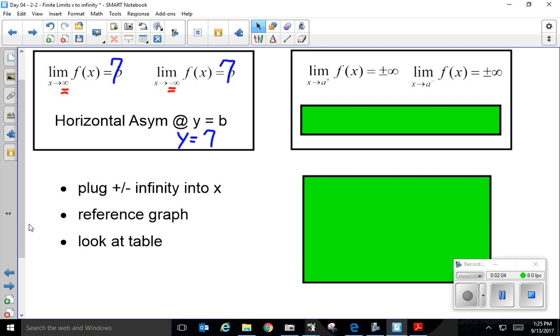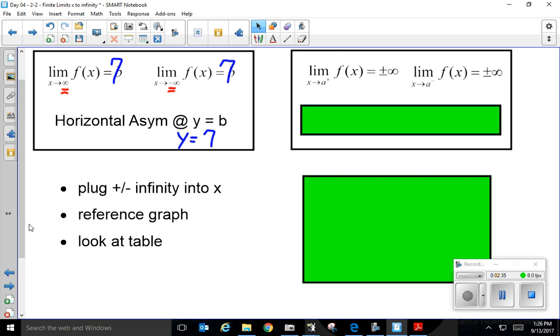You can reference your graph as you go up forever, because remember, that's your x value. You just keep on going up forever. Eventually, it's going to approach something. And that's positive infinity. You can go down forever on your x value for your table, and it'll approach a y value. And those will be your asymptotes.